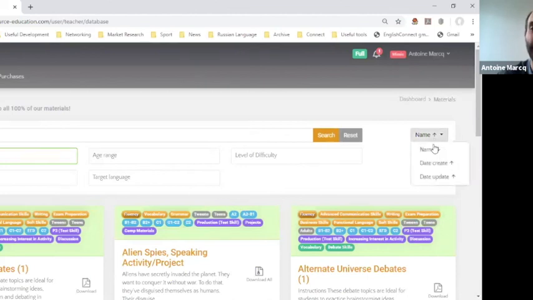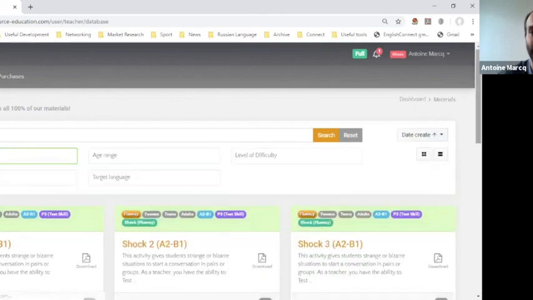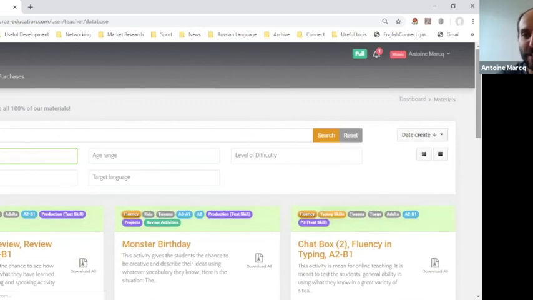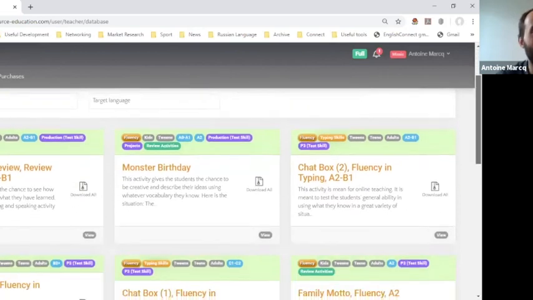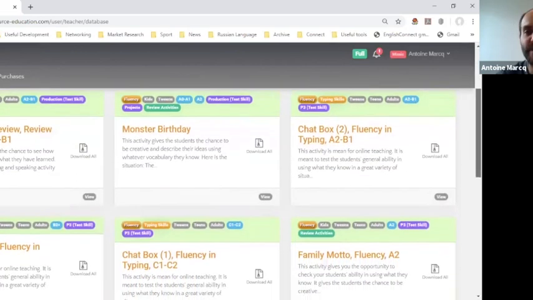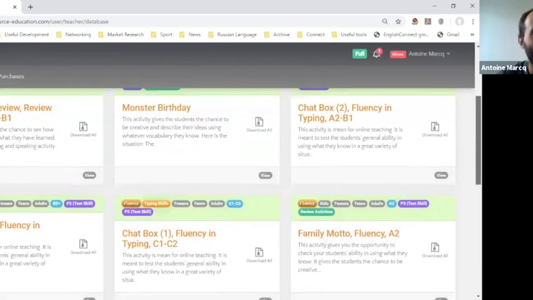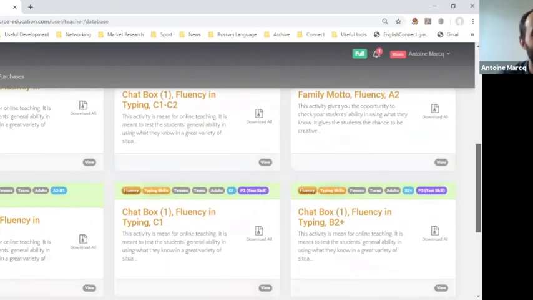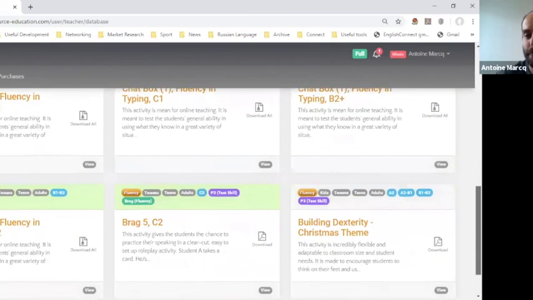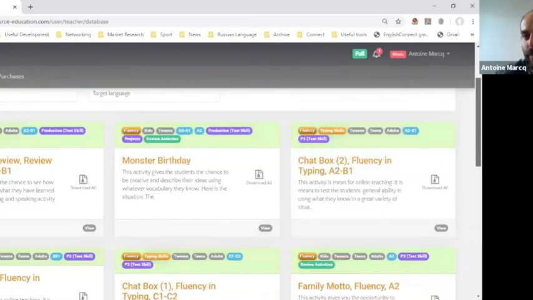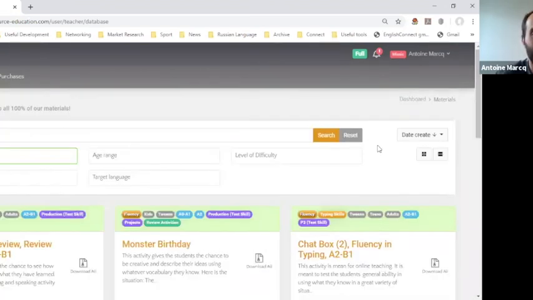But maybe you're looking, just out of interest, for the latest fluency activities. So you want to filter by date created, going down. And there you have it. These are our last fluency type activities created. That's how the filters work.